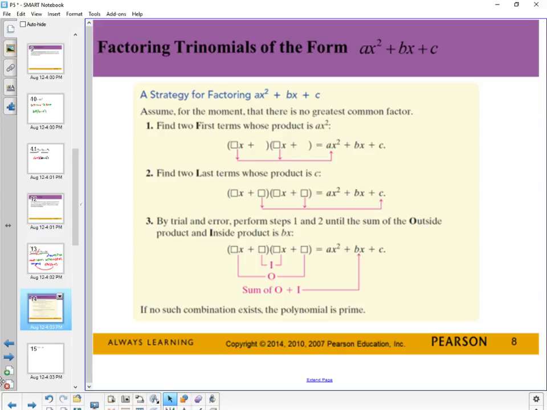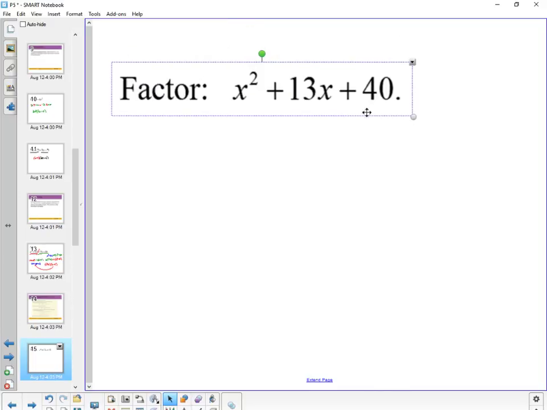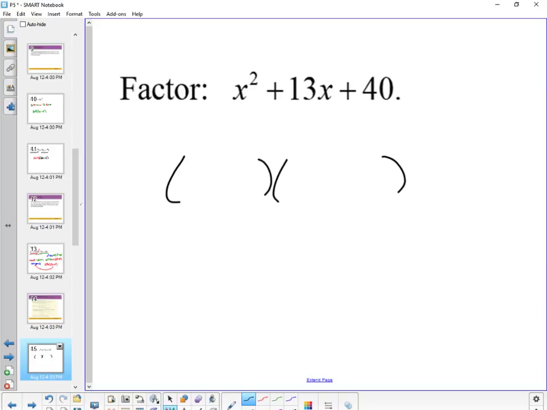Oh, yay, trial and error. Okay, so let's go back to here. Here we go. Hey, but this one we can do. This one's not like that one. Obviously, the only way to get x squared would be x and x, right? And then I'm trying to figure out two numbers that multiply to here and add up to 13. So I can sit there and think about them. Let's see here. 8 and 5? Yeah. All right, cool. So that's not bad.